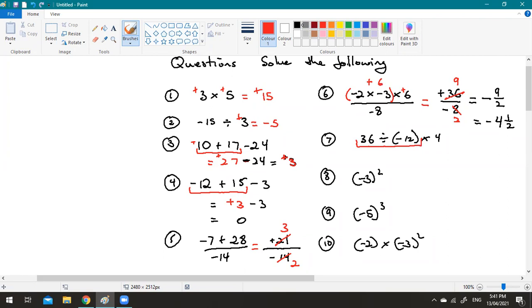So we're going to work this part first. Positive 36 divided by negative. A positive divided by a negative is a negative. 36 divided by 12 is 3. Then you bring down the 4 to multiply. And the 4 has no sign, so we know that is a positive value. So negative multiplied by a positive is a negative. 3 by 4 is 12.